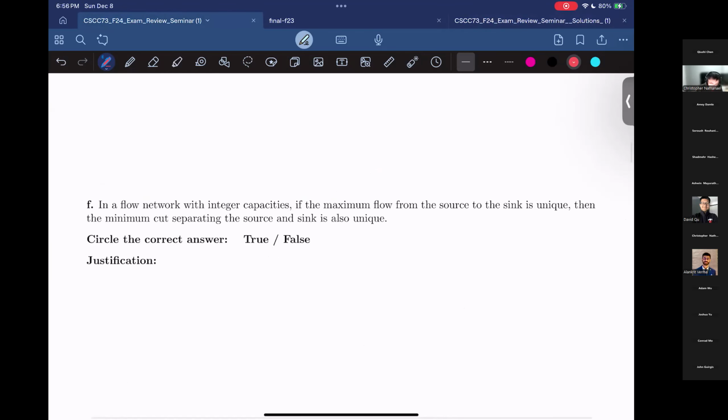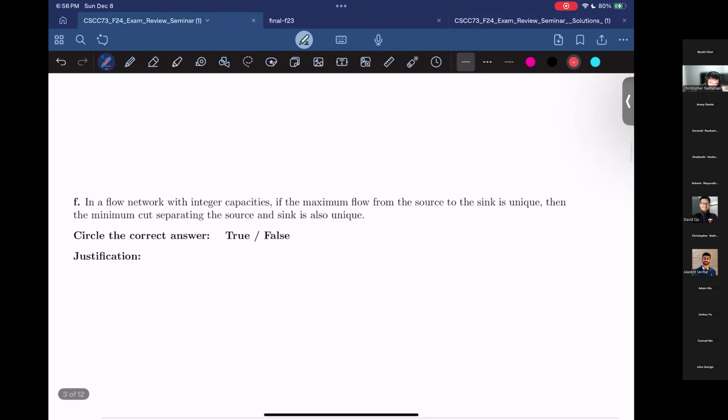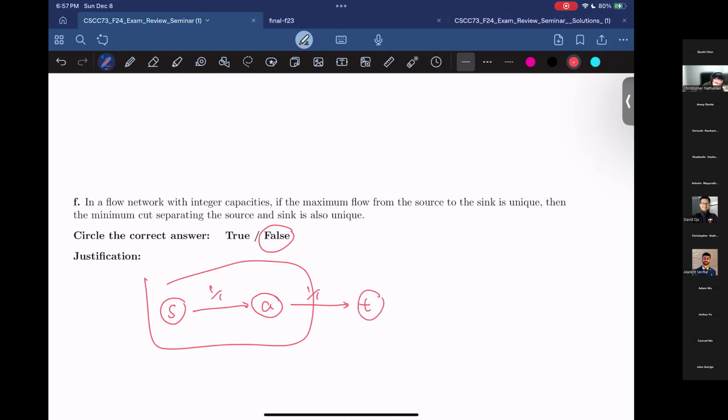The last one. In a flow network with integer capacities, if the max flow from the source to the sink is unique, then the min cut separating the source and the sink is also unique. True or false? False, yeah. False. Pretty simple. We have S, A, T. This is a min cut. This is also a min cut.